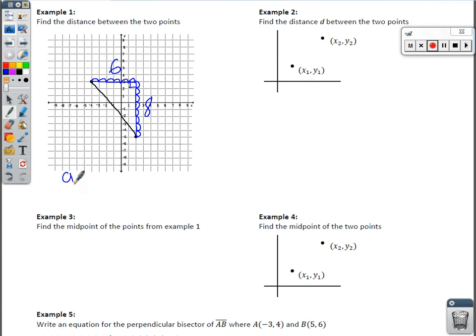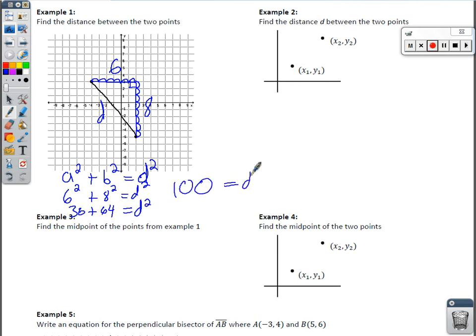Then we can set up the Pythagorean theorem. A squared plus b squared equals c squared, where c is the hypotenuse. Actually, let's do d, since we're talking about distance. So normally we would do c. Let's do d squared. And then if we plug in, we have 6 squared plus 8 squared equals d squared. That's 36 plus 64 equals d squared, so that's 100 equals d squared. But we don't want to know what d squared is, we want d. So let's take the square root of both sides, and we get 10 for this distance.